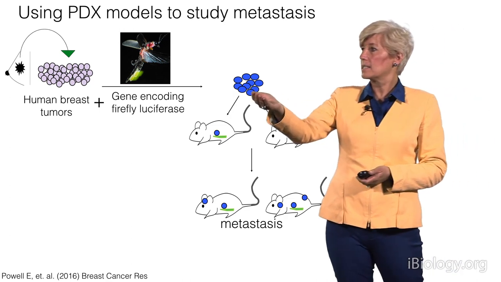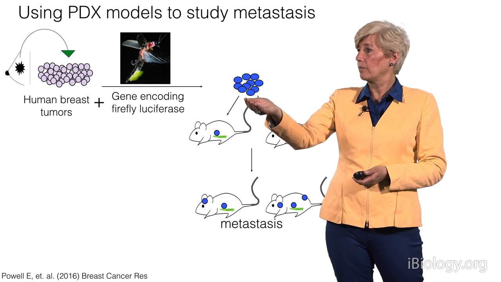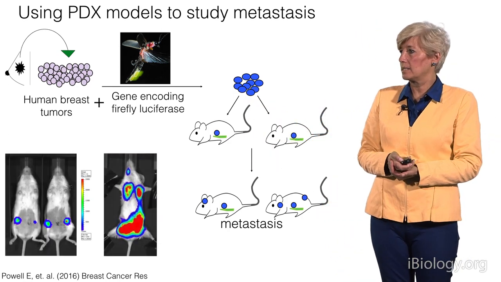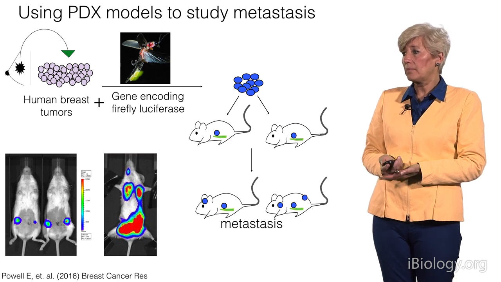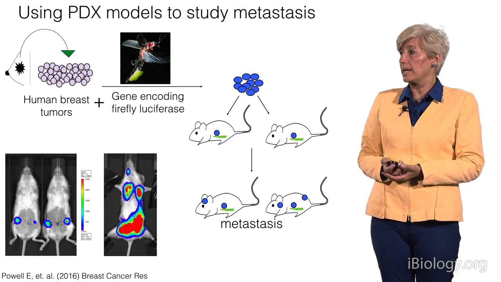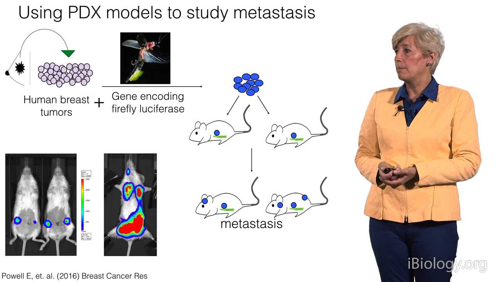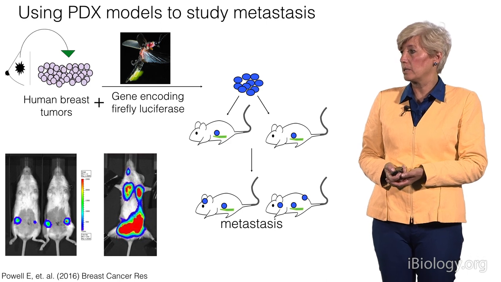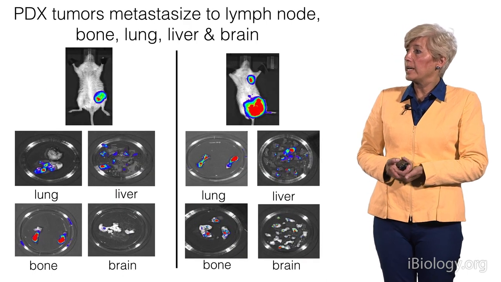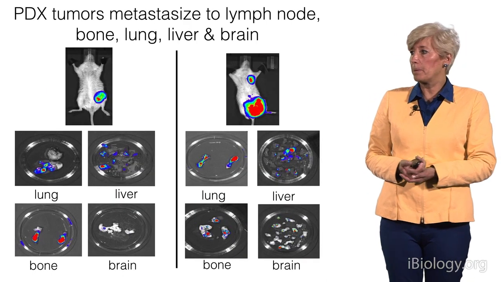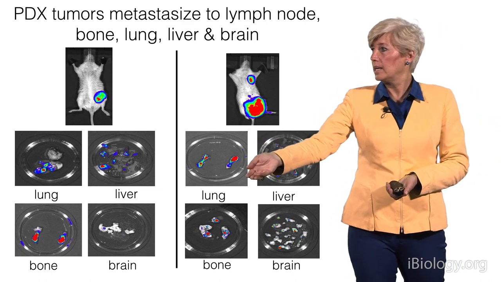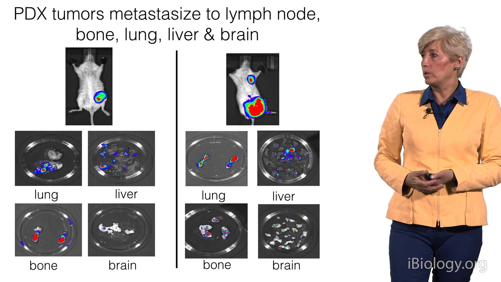And so we take these cells that are now expressing the firefly luciferase, we put them into mice, and then we can monitor metastases. So on the left, you can see mice where we've implanted into the mammary fat pads, and then you can see the tumor has moved to the lung and up to the brain. So if we now take these tumors, we can open up the mice, and we can see bioluminescence in the lung, in the liver, in the bone, and the brain.